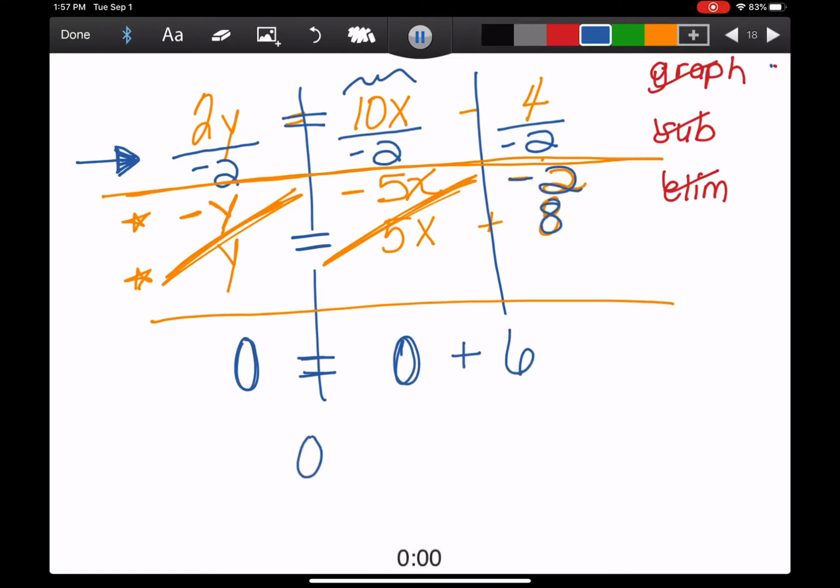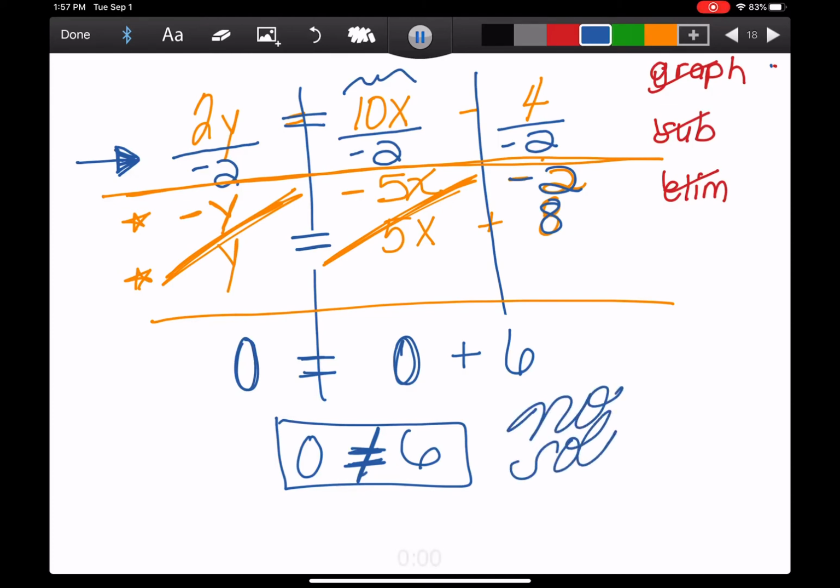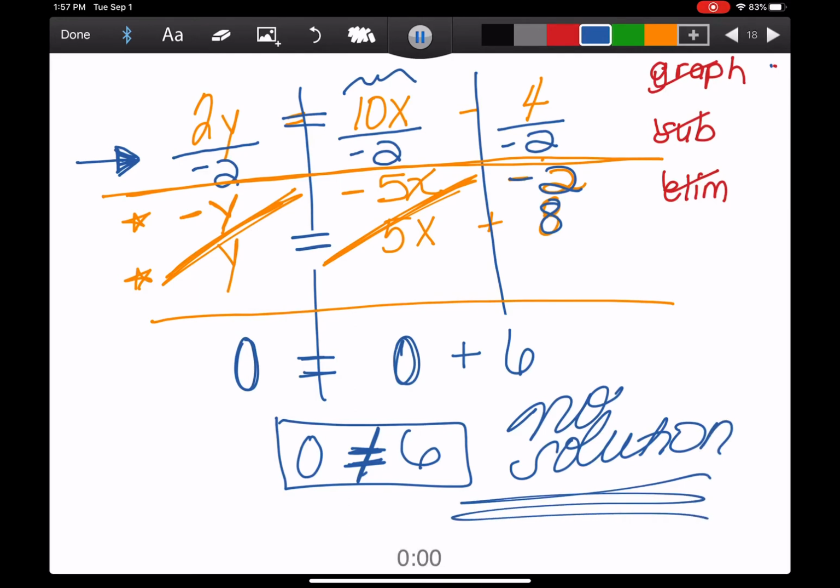So I'm ending up here with 0 equals 6, which is absolutely not true, right? 0 does not equal 6. Do you remember what that means when you get something that is not true? I hope you thought, oh, that means there is no solution to this problem, okay? These are parallel lines. So maybe I should have put them in slope-intercept form to begin. I would have noticed they have the exact same slope, but different y-intercepts, meaning they're literally never going to intersect.